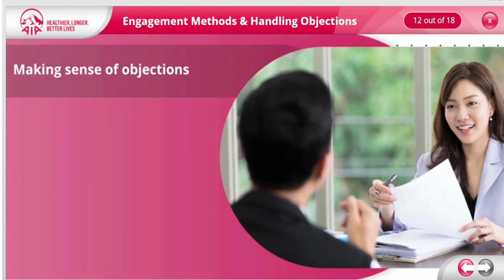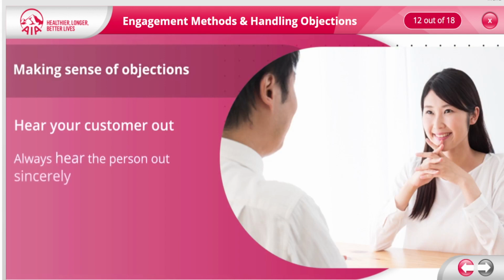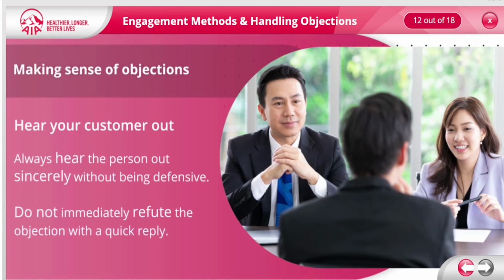Making sense of objections requires two simple steps. The first step is to hear your customer out. It is important to hear the person out sincerely. Don't be defensive. They will often share with you why they are not interested or why they disagree with a proposition. A key to this is to not immediately refute the objection with a quick or intelligent reply. Give the person time and space to object, and focus on what they have to say.